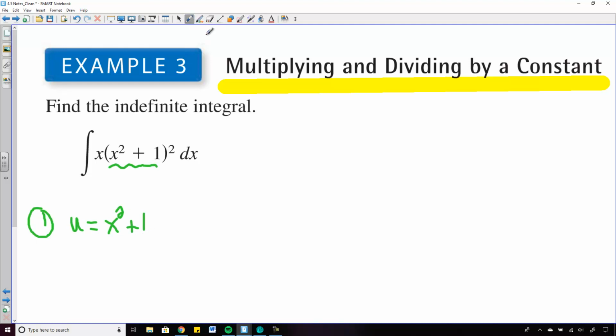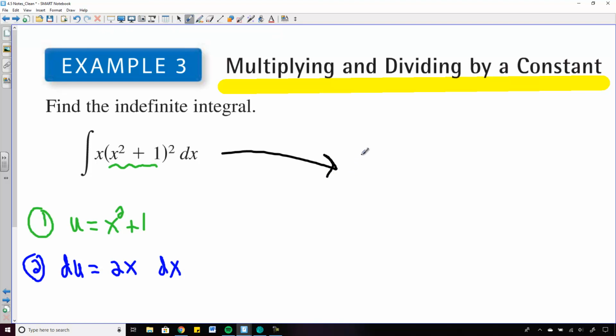Okay. Step 2 would be to derive that. So I'm not going to do du dx. I'm just going to do du equals 2x dx. All right. And so now we look at how are we doing in terms of, we don't need to number this every time, but I'm just going to try to show you. How are we doing in terms of rewriting this integral over here?